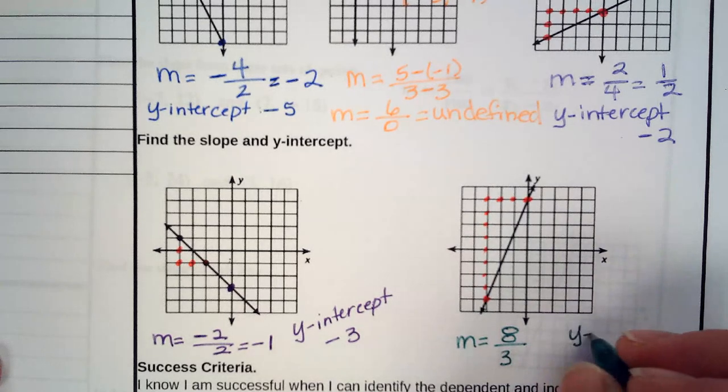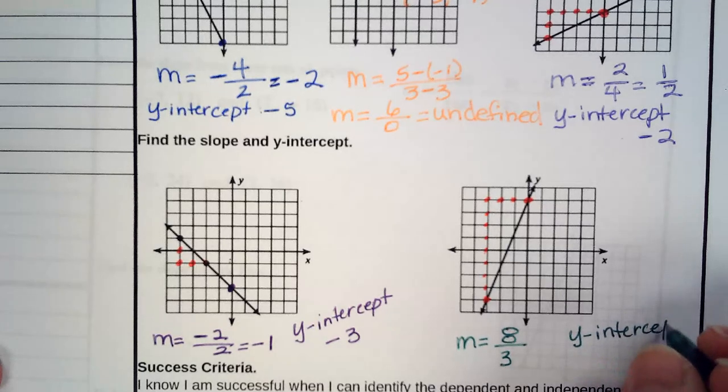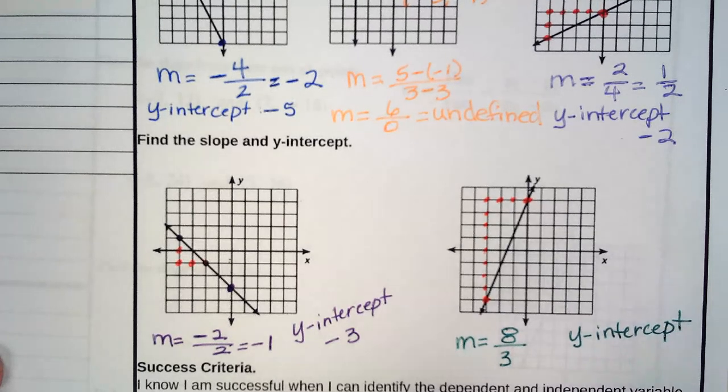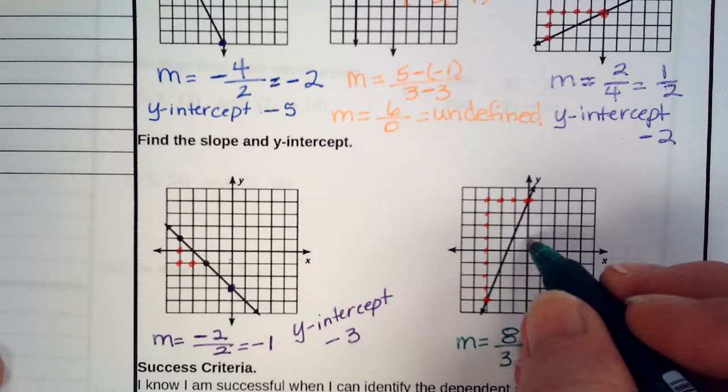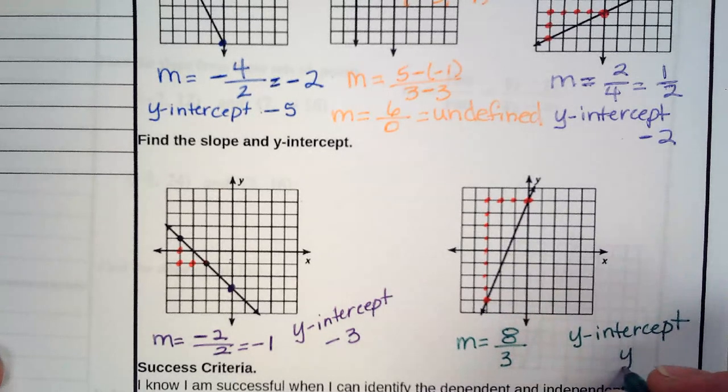My y-intercept is 1, 2, 3, 4. Positive 4.